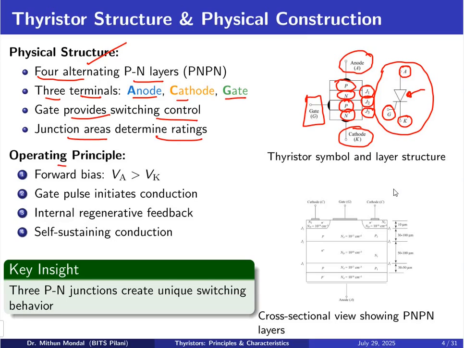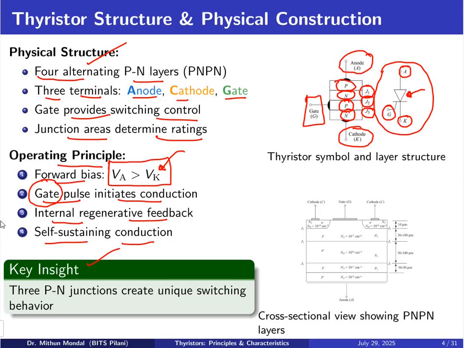If we talk about the operating principle, the thyristor will be forward biased only when the anode voltage is greater than the cathode voltage, and the gate pulse will initiate the conduction process. There is an internal regenerative feedback mechanism to make the conduction self-sustaining. The gate is one of the most important terminals, responsible for turning on the thyristor, and we need to forward bias the thyristor to get it turned on.